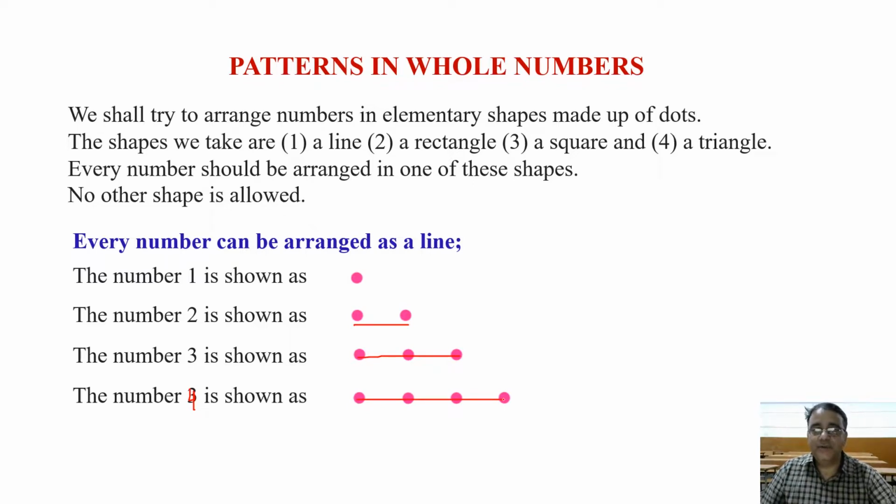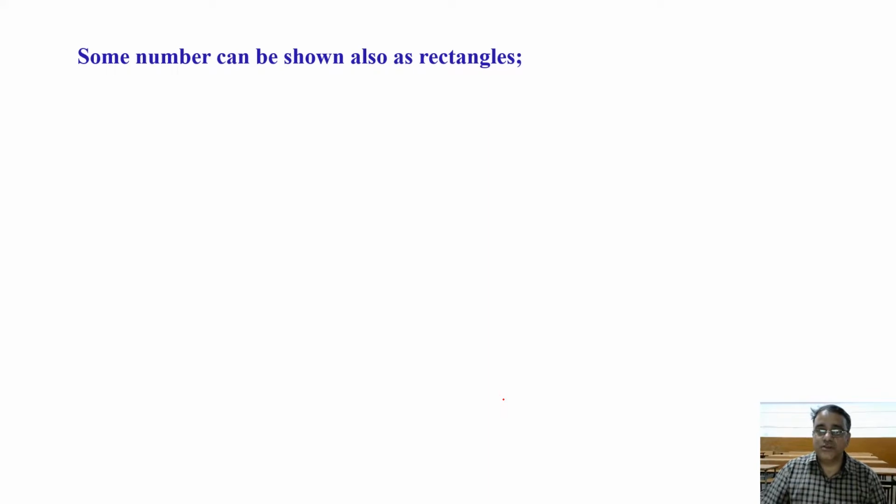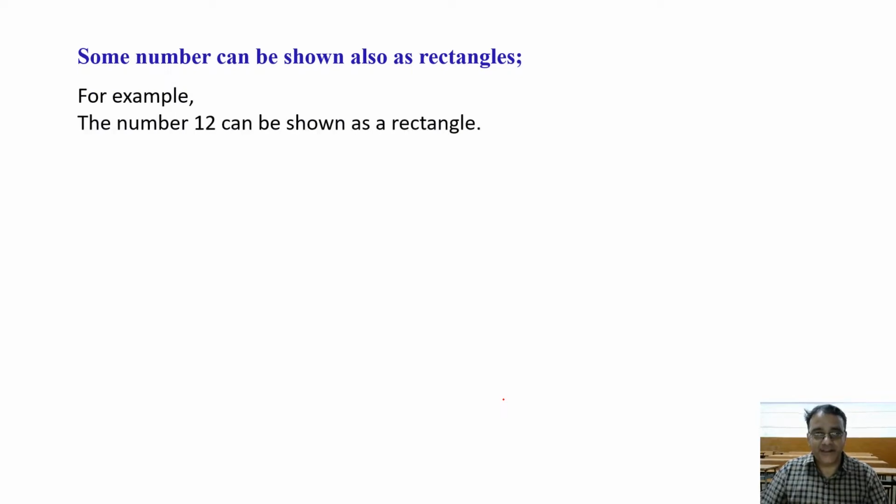ठीक है. अब हम लोग को रिप्रेजेंट करना है रेक्टेंगल. तो सम नंबर्स कैन बी शोन ऑल्सो एज रेक्टेंगल. फॉर एग्जाम्पल 2 into 3, 3 into 4. ठीक है. पैटर्न जो है 12 नंबर्स. द नंबर 12 कैन बी शोन एज रेक्टेंगल. हाउ? 2 into 6, 3 into 4.